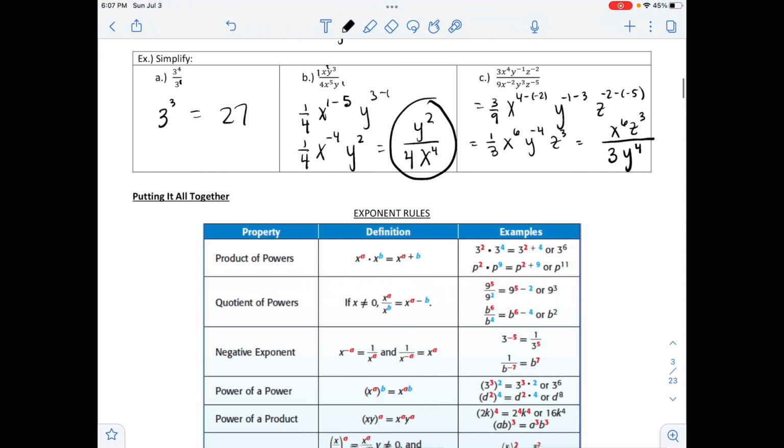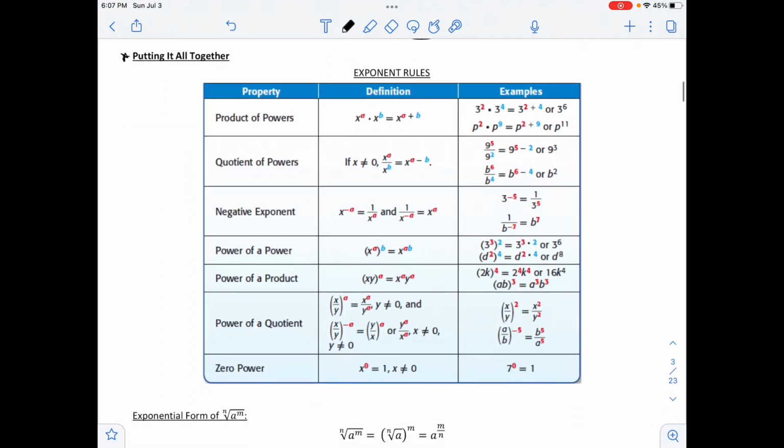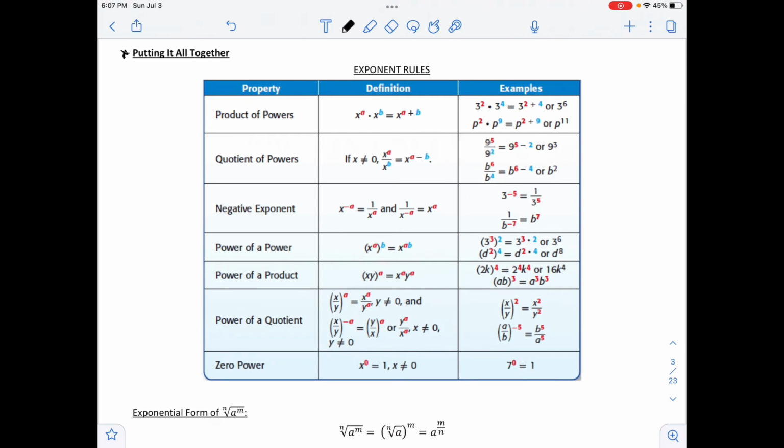Right below this is a putting it all together table. It lists all of these exponent rules in one place for you to look at and make reference to. So you'll notice that the property's name is listed, the definition, and likewise an example for you to look at. So definitely things to make sure that you know for this class.